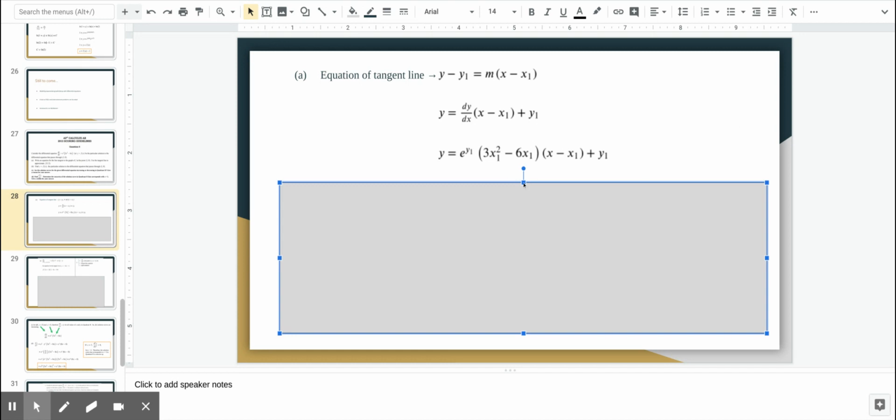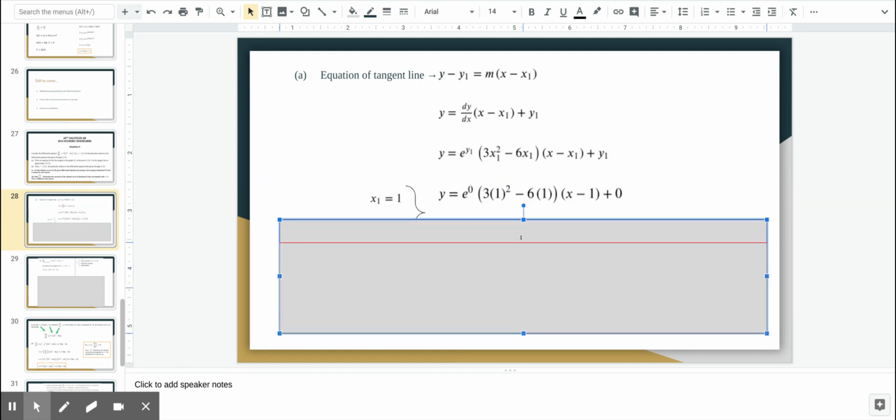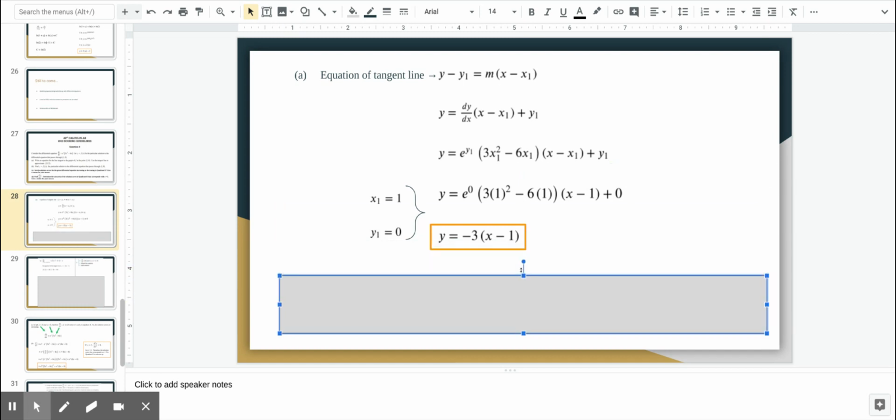All right, let's move forward here. So once we do that, from there, what do I know? Well, it gave me a particular point, 1, 0. 1 is x sub 1, 0 is y sub 1. Those are the actual values that I'm plugging into x and y.